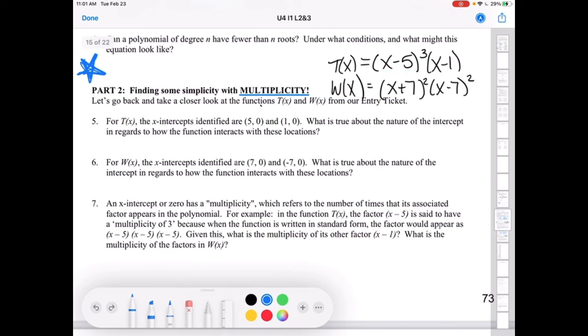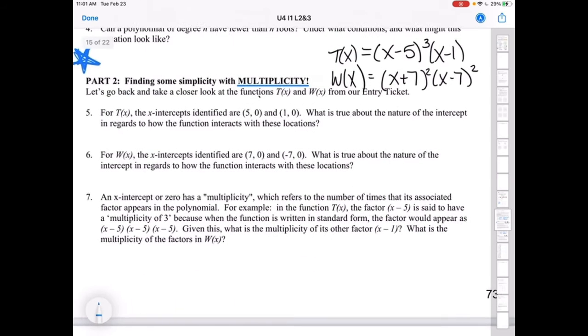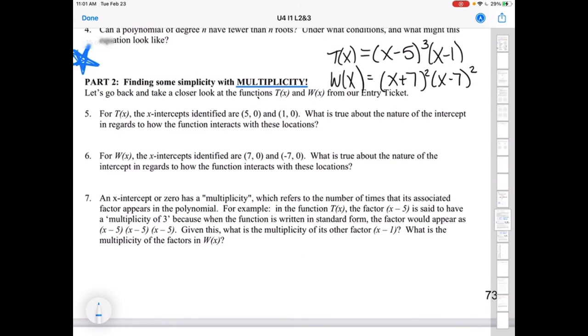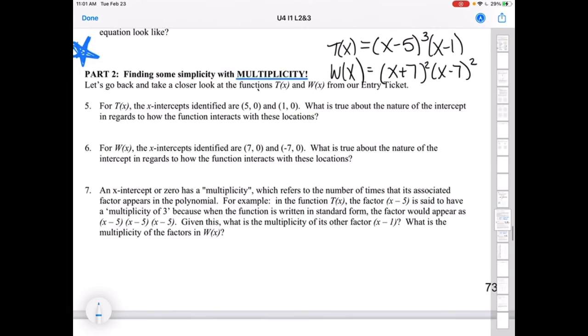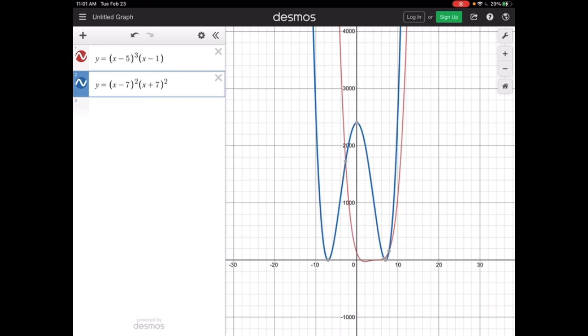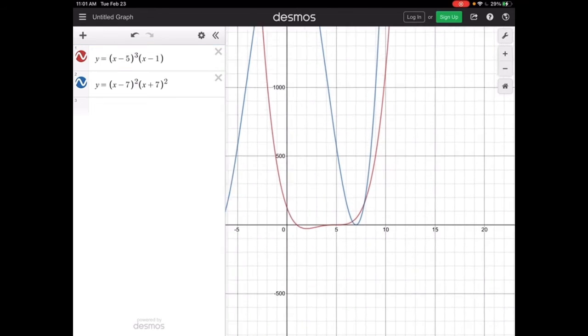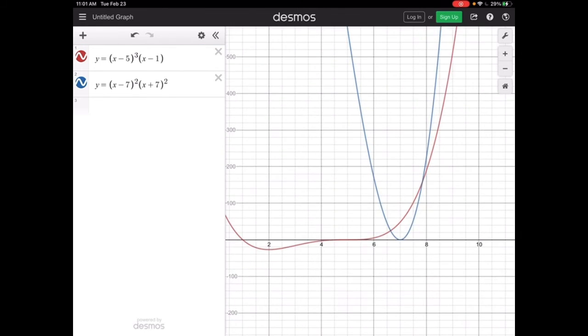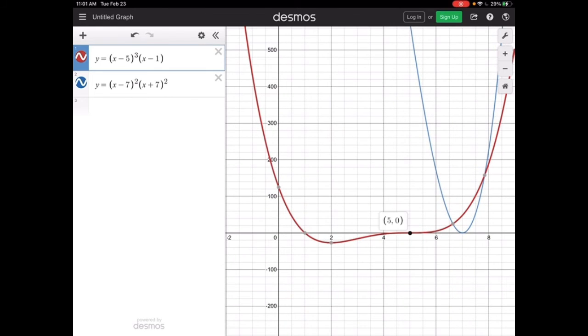So with that idea, we're going to be answering some questions, and I put the t of x and w of x up at the top right corner just so we can see the functions easily. And it's asking, what's true about the nature of the intercept in regards to how it acts with these locations? Well, I have graphed both functions, and this is what they both look like. This is x minus 5 to the third times x minus 1. As you can see, my roots, I have one at (5, 0), and I have one at (1, 0).